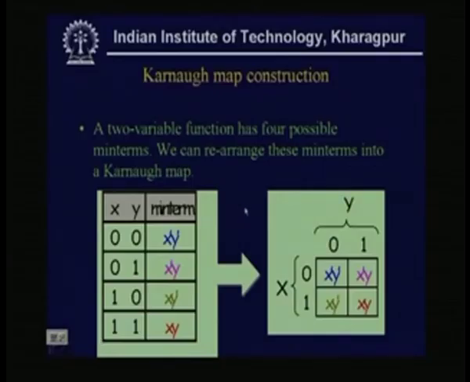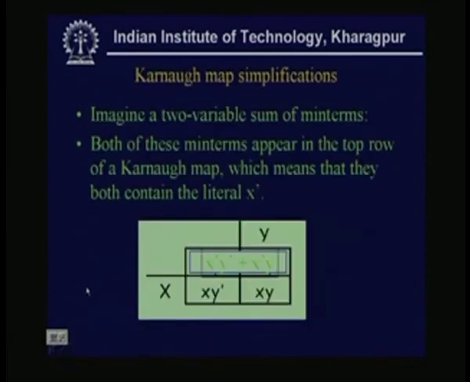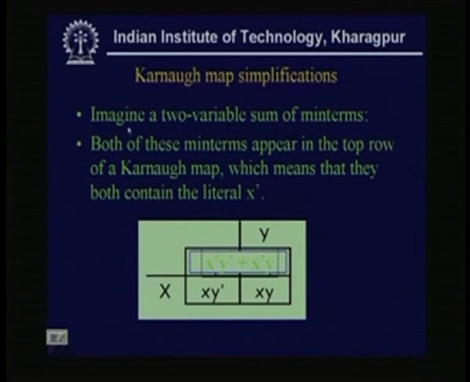Now, we can easily see which minterms contain common letters. See, minterms on the left and right side contain y bar and y, just now we have explained, and minterms of the top and bottom rows are x bar and x. So just now we explained that these are the positions of the minterms. Now, how do we simplify? With this simple example, we see how we can simplify this.